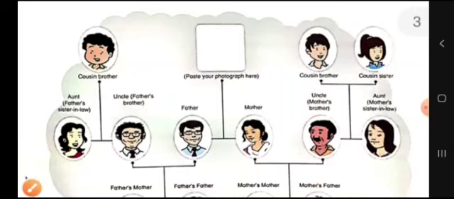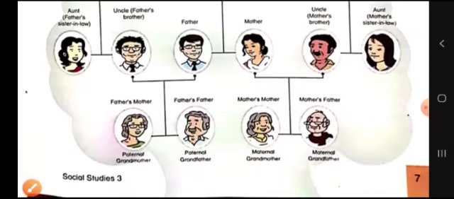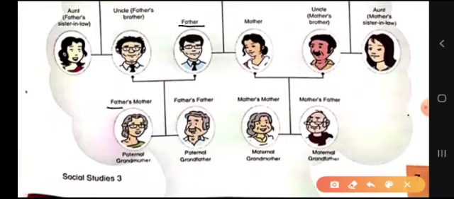Okay, let's move on more downwards. Now look here. This is your father and we have your father's mother and your father's father. So your father's mother is your paternal grandmother and your father's father is your paternal grandfather. Now this is your paternal grandmother and this is your paternal grandfather.